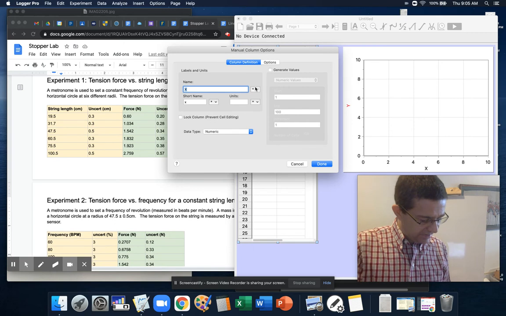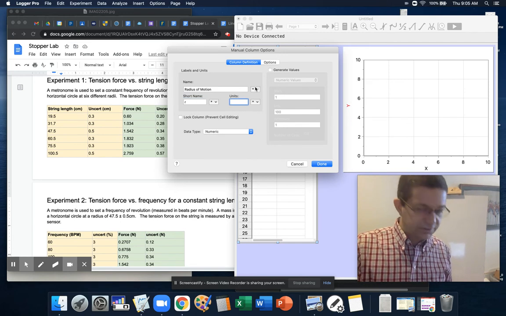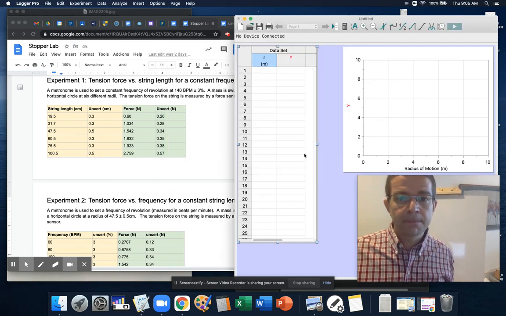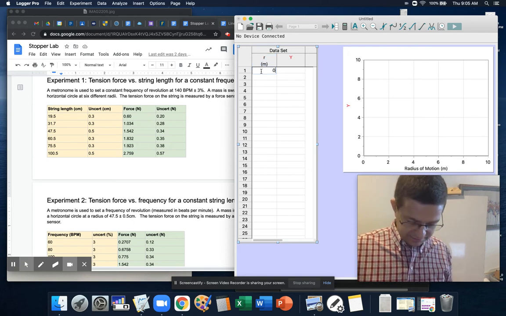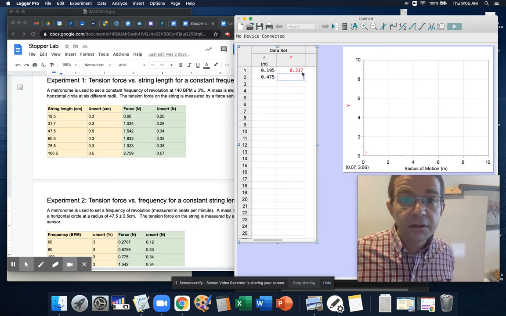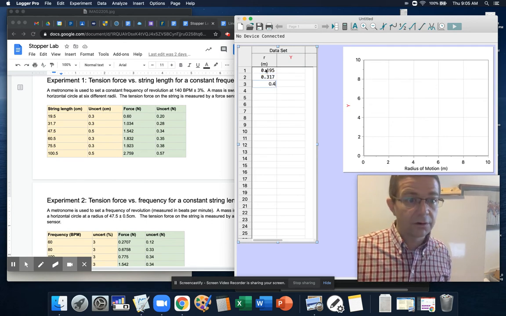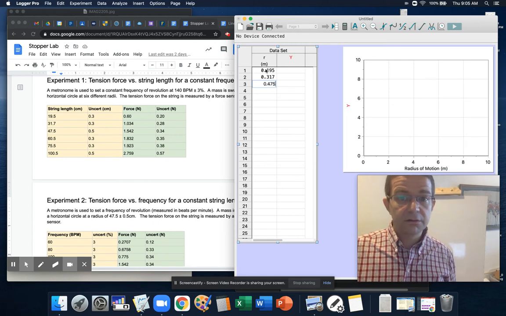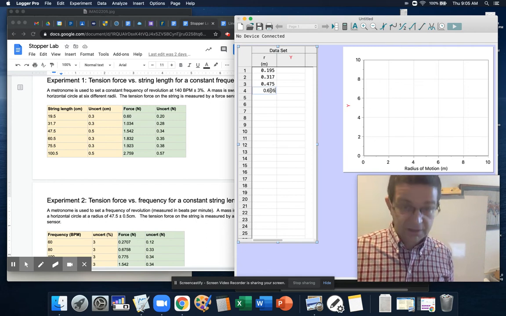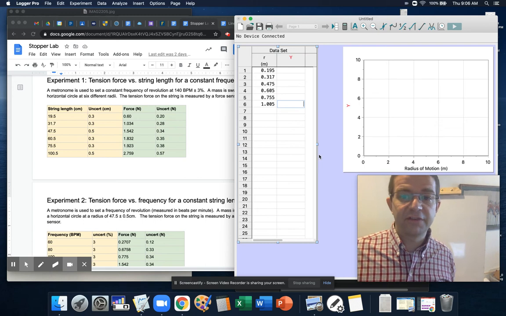For the x value, I'll do that as my radius of motion. We'll give it the value r, and units of meters would be best here. And I'll put in the values. So I have 0.195, 0.317, 0.475, oops, mistake, 0.475, 0.605, 0.755, 1.005. So there are the different values for my radius.